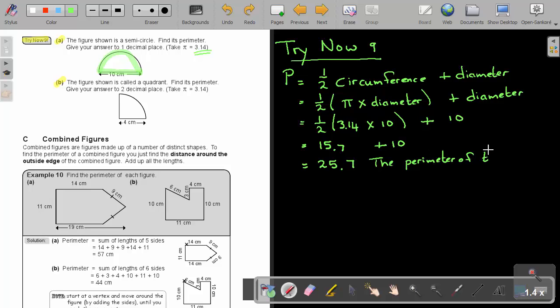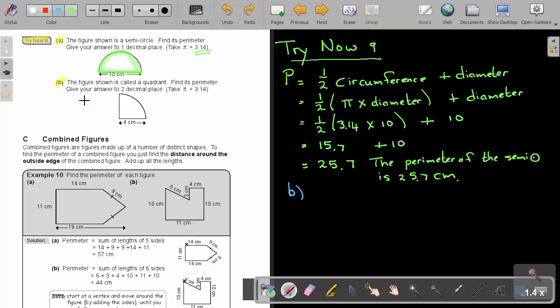So I can end with a sentence by saying the perimeter of the semicircle is 25.7, and it will be in centimeters. Okay, let's do number B.